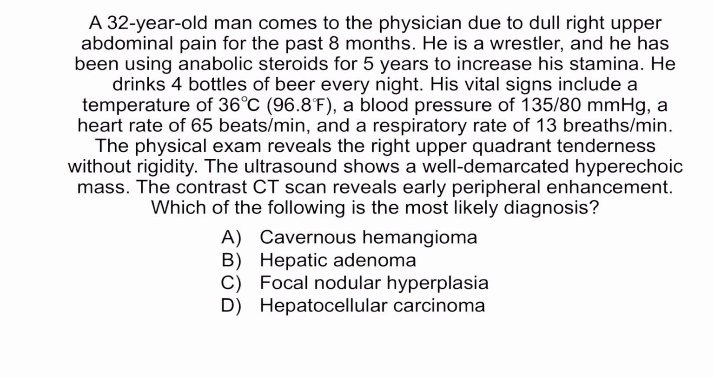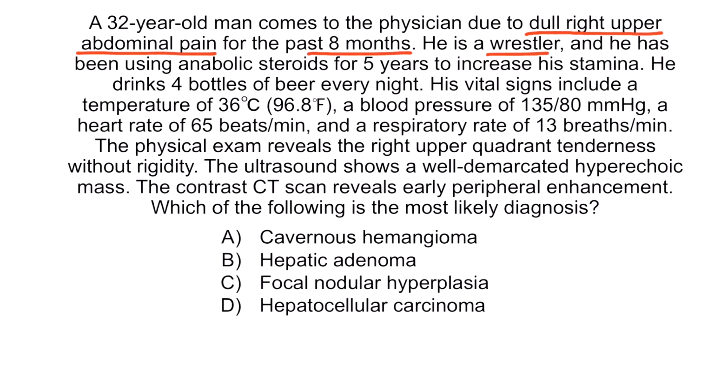The ultrasound shows a well-demarcated hyperechoic mass. The contrast CT scan reveals early peripheral enhancement. Which of the following is the most likely diagnosis? A. Cavernous hemangioma. B. Hepatic adenoma. C. Focal nodular hyperplasia. Or D. Hepatocellular carcinoma.